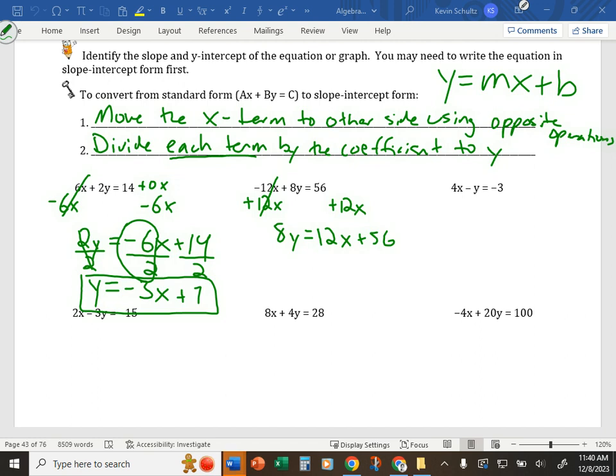Step 2, divide each term by the coefficient of y. The coefficient of y is 8. So everything gets divided by 8. On the left side, we do it so that we get the 8s to cancel out, and y is by itself. This division, 12 divided by 8, doesn't work out evenly. So we're going to leave it as a fraction, but we do need to simplify it. So what does 12/8 simplify to be? 3 halves.